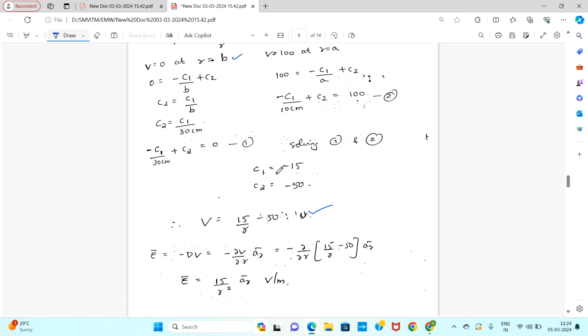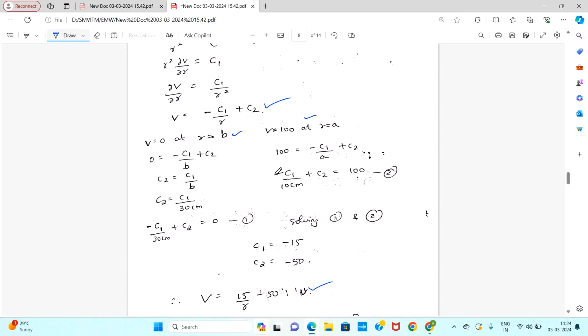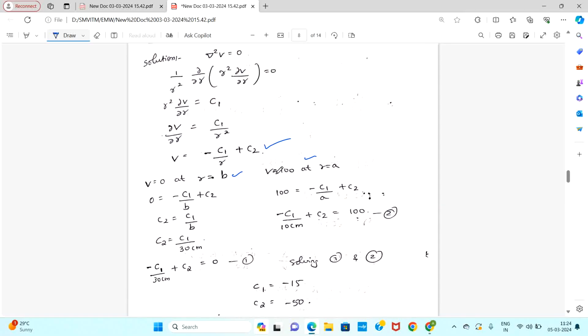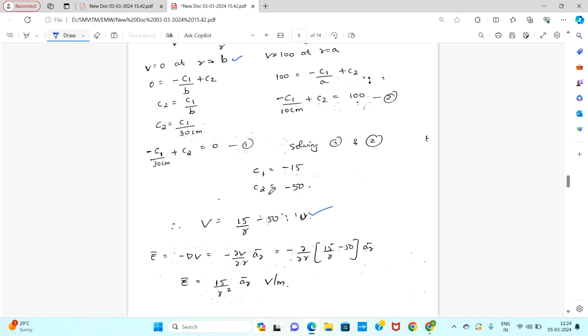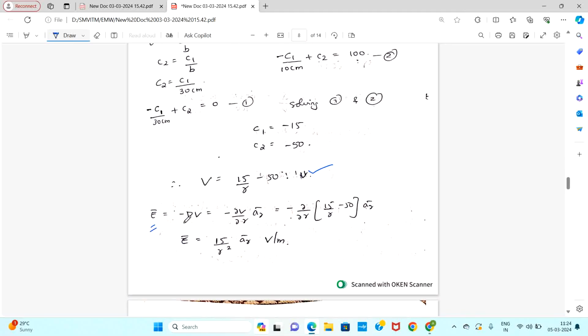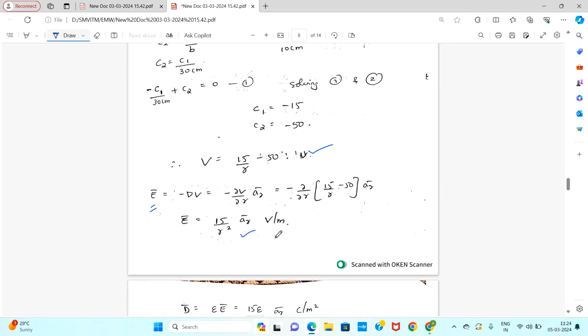You can pause the video and check the steps. You can check and solve it yourself and see if you're getting the same answer. Once potential is done, you can find E, which is minus del V. So minus del V is minus dou V by dou R in the AR direction. This is only the R component of the gradient equation in the spherical system. By solving this equation, you will get the E value. So V is done, E is done.